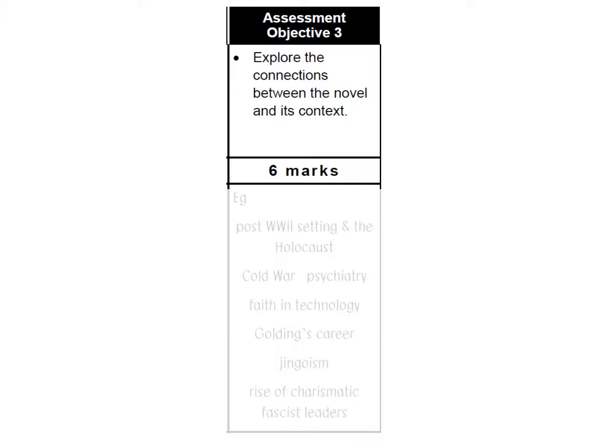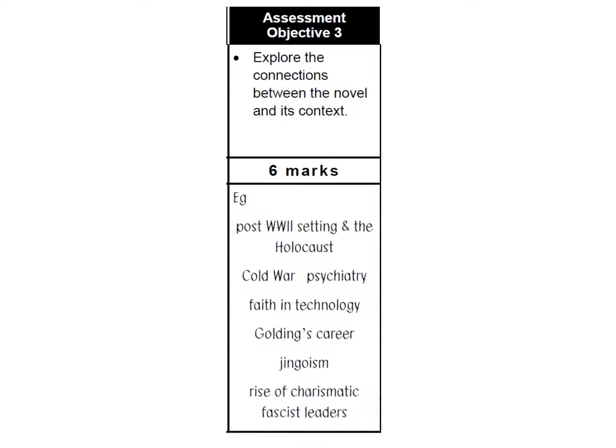So you're analysing a quotation and then you make a link between the quotation and the setting of the novel originally. Could be things like the fact it was written in the 1950s, so not long after World War II and the Holocaust. That might affect Golding's view of humanity. You could talk about the Cold War, which has gone hot, as they say, in this novel. It's turned into World War III.